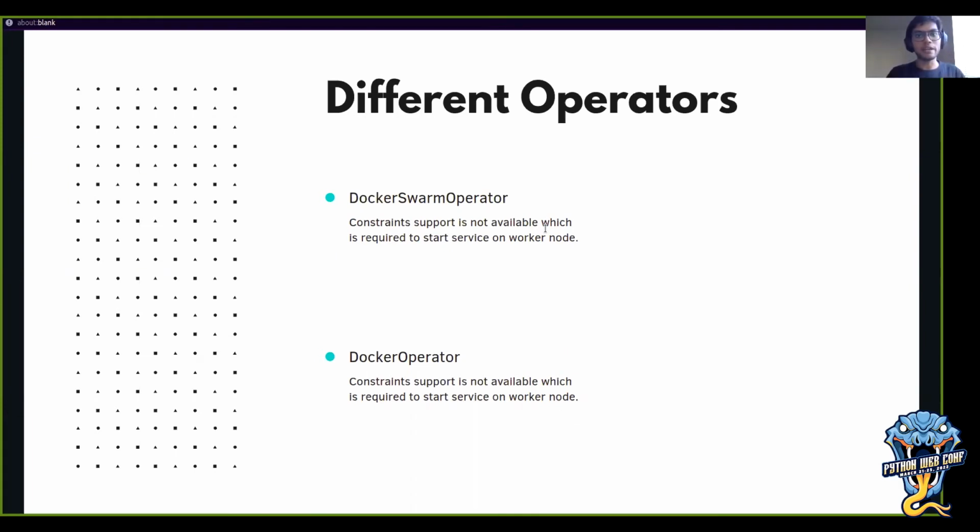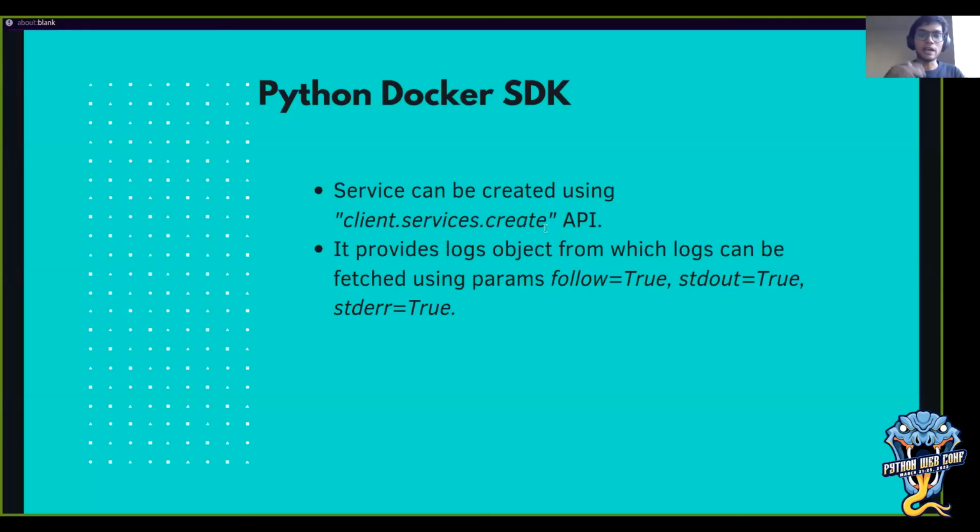And in our architecture, we need to start the service in the current Docker Swarm network, and that too on the worker node, where all the processing will be done by fetching the configuration or the input from the other node. So due to that, these two operators were not helpful in this case. So I thought of something different. I thought, okay, let's use the core Python Docker SDK. Let's use those APIs.